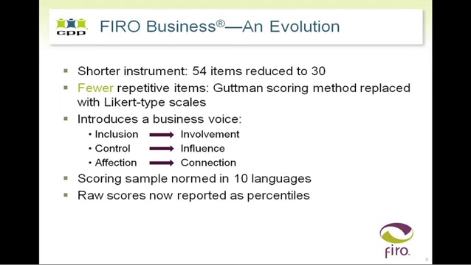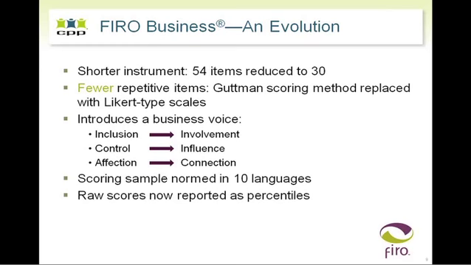Here you can see that for FIRO-B, the 54 items on FIRO-B were reduced to just 30 items for the FIRO Business products. There is much less repetition in the items. It was one of the complaints that we heard from some users. The scoring method was replaced with more familiar Likert-type scales.